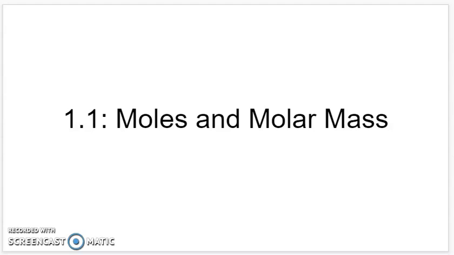This is going to be the first lecture in our Unit 1 about atomic structures and properties. And this section is about moles and molar mass. And if you're taking AP Chemistry, you should know all of this already. But just in case you need a refresher, let's go over the basics because this is going to be a fundamental concept in all of chemistry.